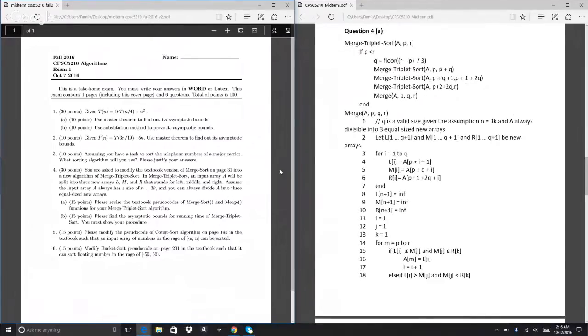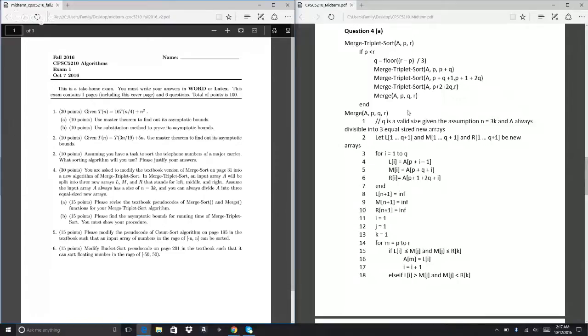Question 4. We're asked to modify merge sort, the standard definition in the book, to merge triple sort. So there are really only a few modifications that need to be done to get this running. Instead of dividing the range P to R by 2, I divide by 3. You have to call the merge sort one more time here, and you also need to create the 2 bounds. So you've got P, and this is the first third. Then you have the second third start to the end of it, the end of the second third to the last value, and then you merge them all back together.